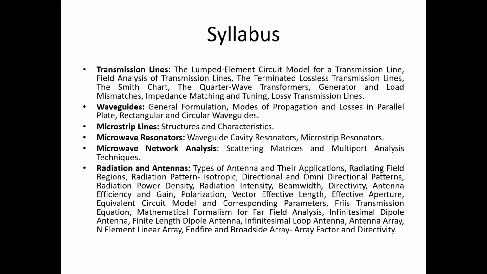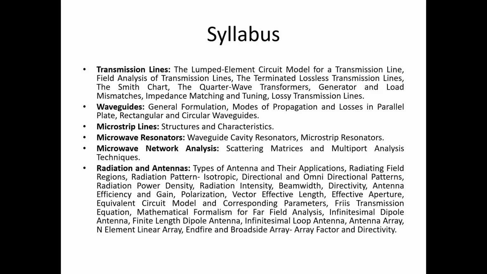In that one, we'll discuss the types of antennas and their applications, radiating field regions, radiation pattern, isotropic, directional and omnidirectional patterns, radiation power density, radiation intensity, beam width, directivity, antenna efficiency and gain, polarization, vector effective length, effective aperture, equivalent circuit model, and corresponding parameters. Okay, those things will come at the final term.